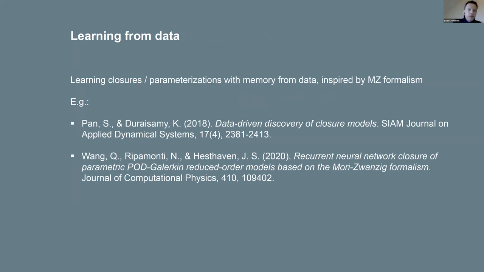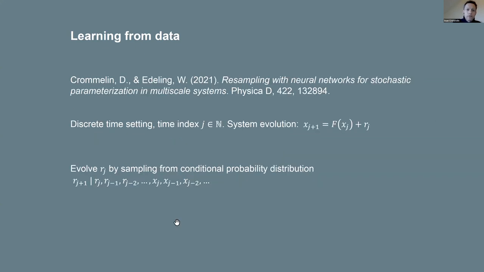And the last few minutes, if I still have them, I was going to spend on some recent work that I did with Wouter Edeling, where we essentially also pursue this idea of learning a parameterization from data with memory, and it also relies actually on neural networks in a particular way.